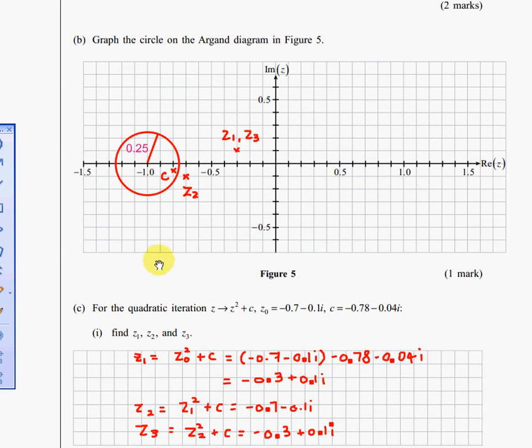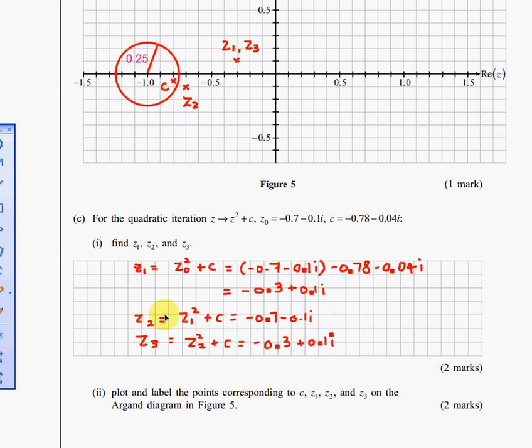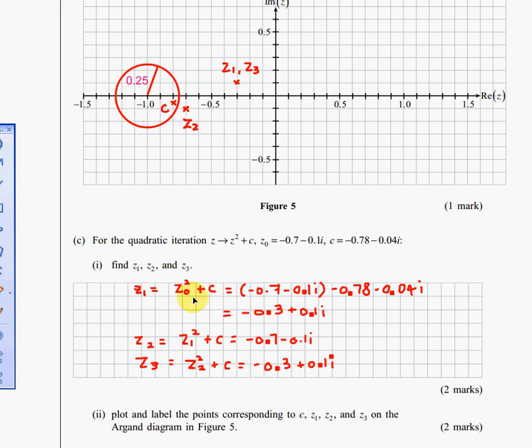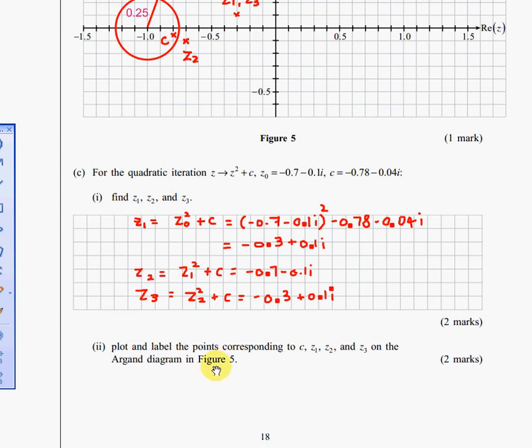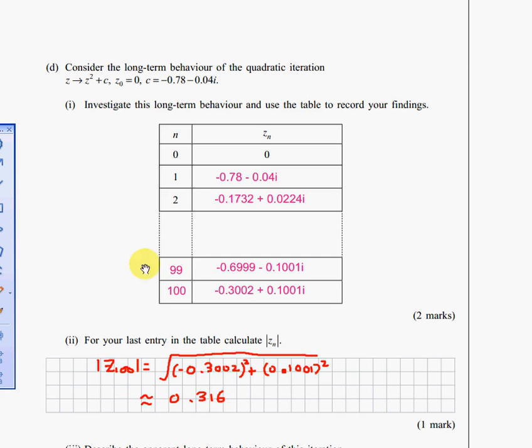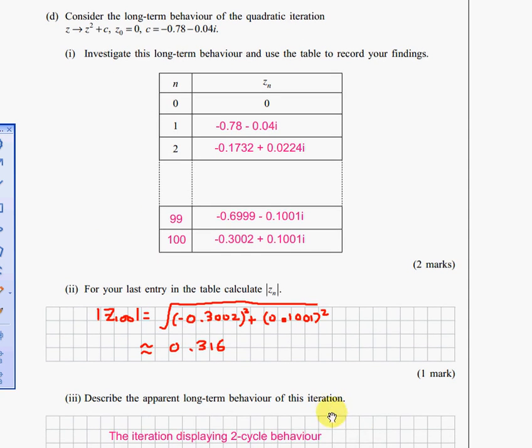Okay, and then I'll work on part C first. You show some steps, because they know that you're going to use a calculator. I think I missed this here, c squared. Then show a little bit of calculation, and plot them. Z1 and Z3 are the same. Z2 is somewhere here. C is in fact inside the circle. Okay, and moving on to one more.